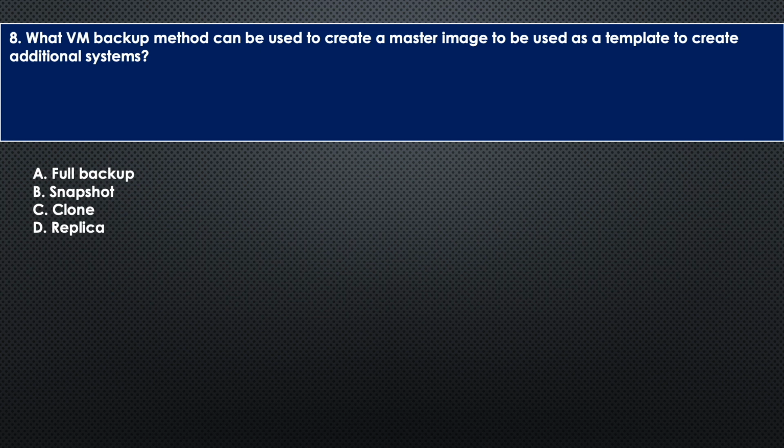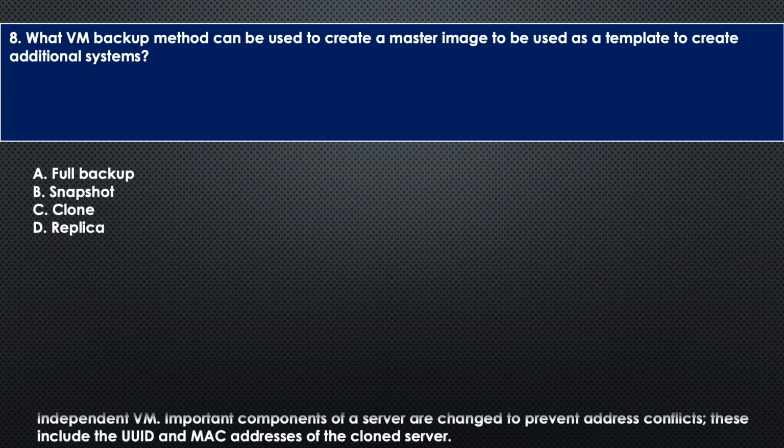8. What VM backup method can be used to create a master image to be used as a template to create additional systems? A. Full backup. B. Snapshot. C. Clone. D. Replica. Answers. C. Cloning takes the master image and clones it to be used as another separate and independent VM. Important components of a server are changed to prevent address conflicts. These include the UUID and MAC addresses of the cloned server.